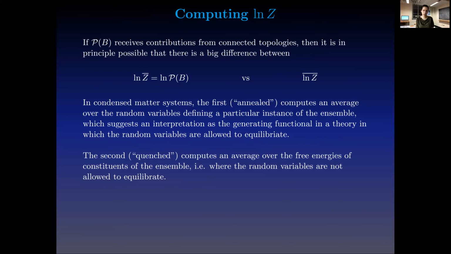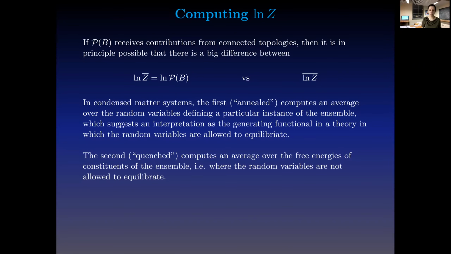Now, if the gravitational path integral gets contributions from connected topologies, and again, we would like to think that it does, because that's what allows us to include the replica wormholes in the von Neumann entropy. So if it receives contributions from connected topologies, then in principle, it's possible that there's a big difference between computing this quantity, which is log of this averaged Z, versus the average of log Z. In principle, these could be very different.